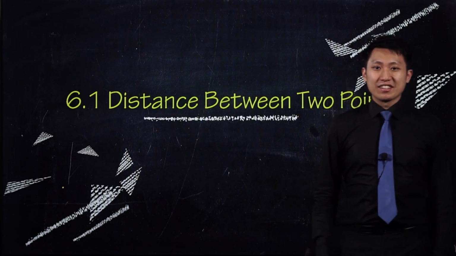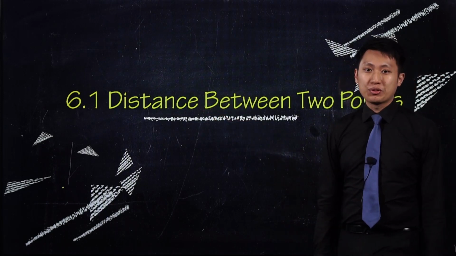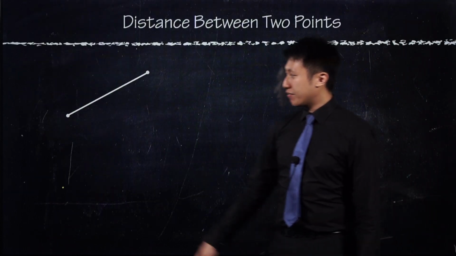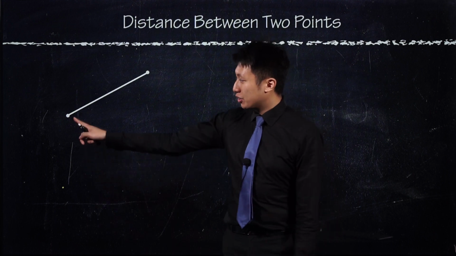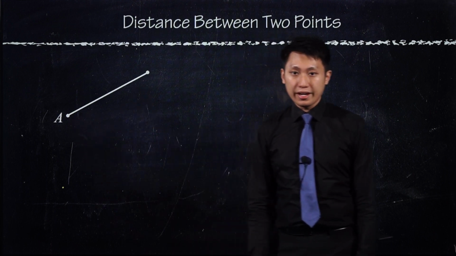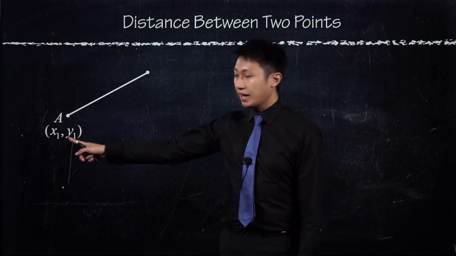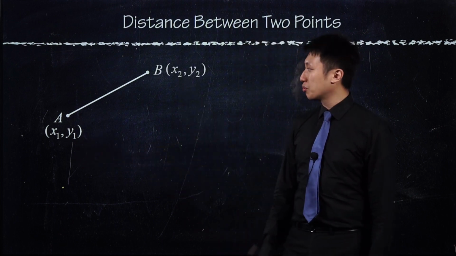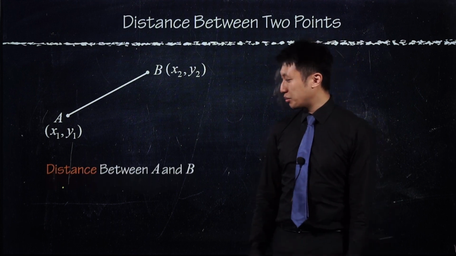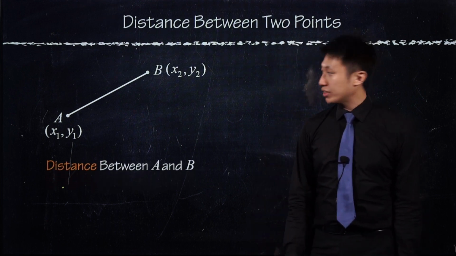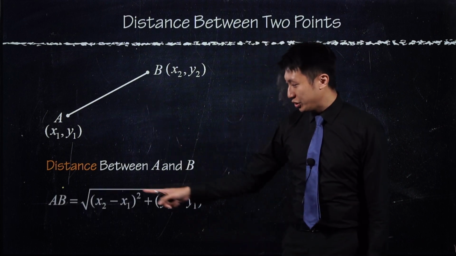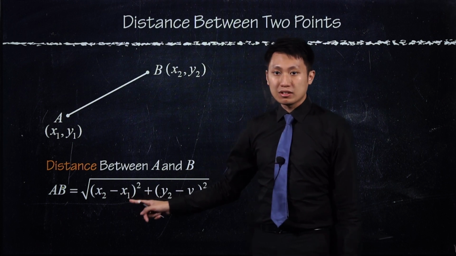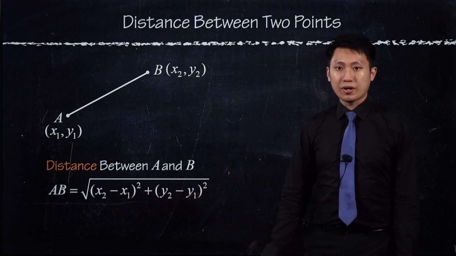Hello everyone, today we're going to talk about distance between 2 points, the first section of this chapter. If you are given a line and 2 points, one is called point A with coordinate x1, y1, and the second one B with coordinate x2, y2, then the distance between A and B, denoted by AB, is given by AB equals square root of x2 minus x1 squared plus y2 minus y1 squared.